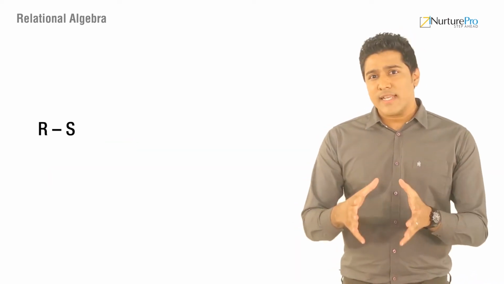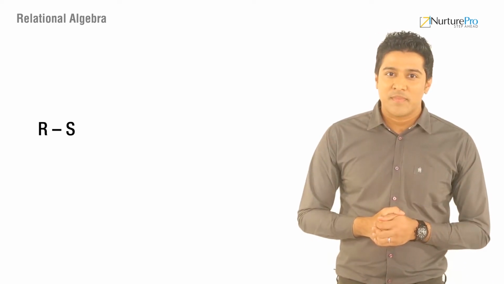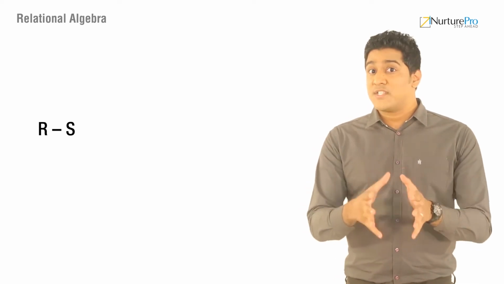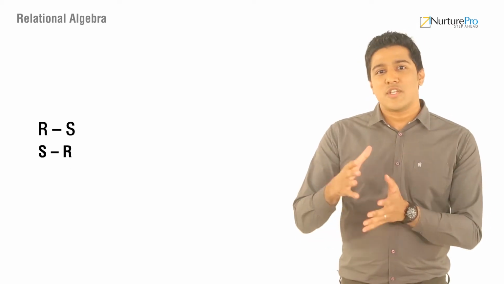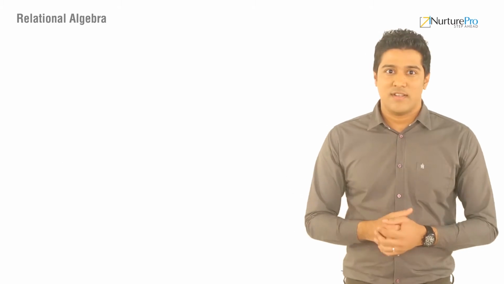R and S are either database relations or a relation result set. Here R minus S finds all the tuples that are present in R but not in S. And S minus R finds all the tuples that are present in S but not in R.